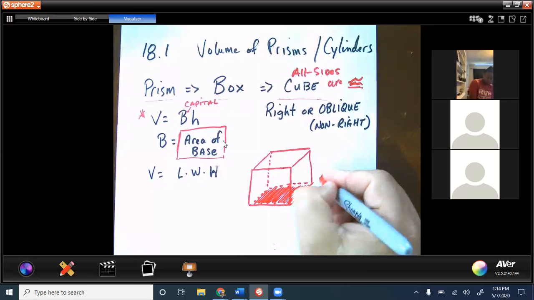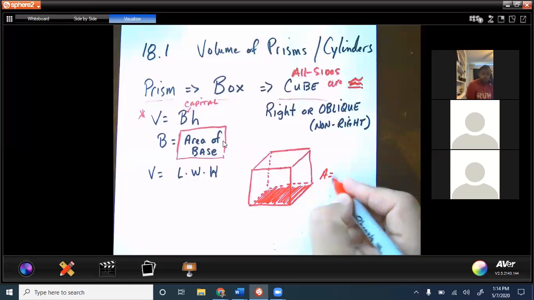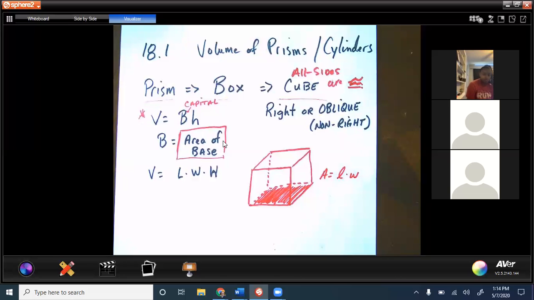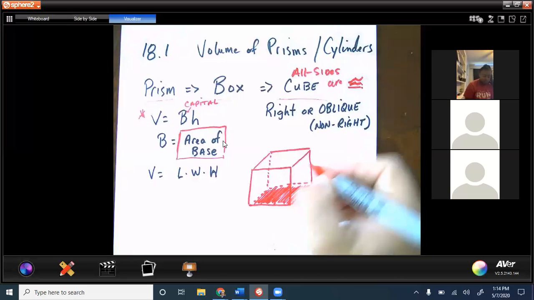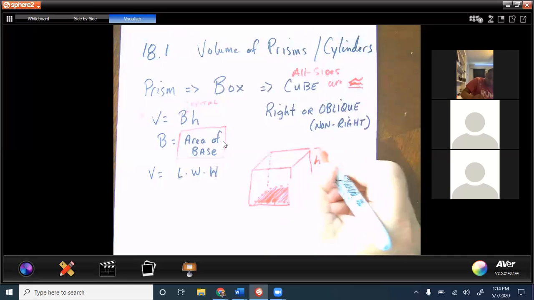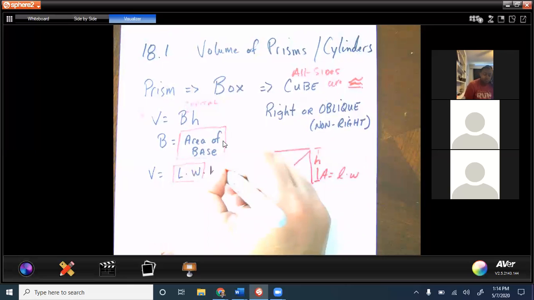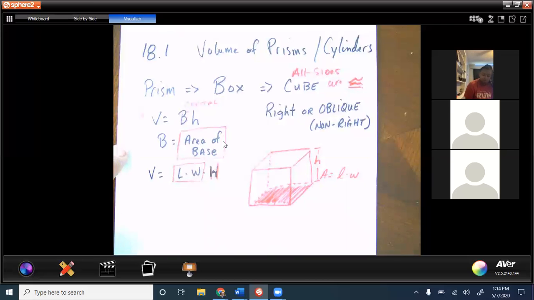And so the area of the base, in this case, it's a square or a rectangle, and that is length times width. And then the height of the box, this one's considered a right, and so we're just going to put an H here, and that represents the height of the box. And so the length times width over here is just the area of the base, and then this is the height of the box. Okay, so that volume then is that formula.